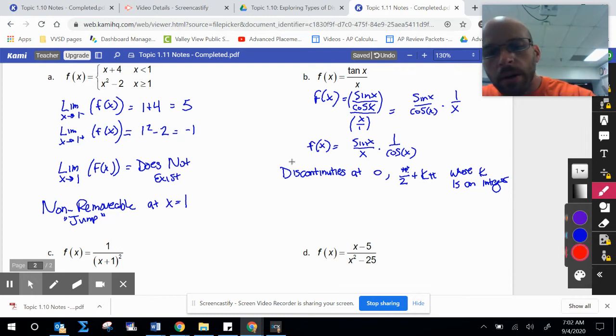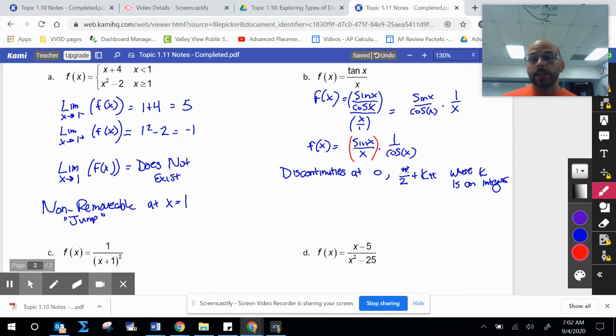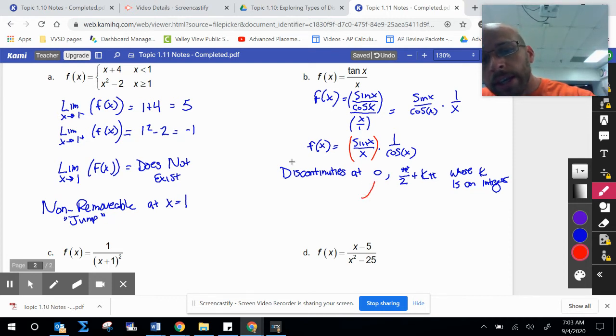And I don't know if you remember, but we talked about sine of x over x. The limit does exist. The limit is actually going to be 1. We talked about that identity. Because the limit exists, but the point doesn't, we know that this is going to be removable.